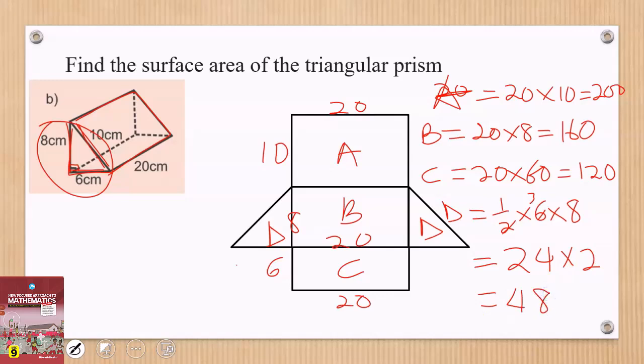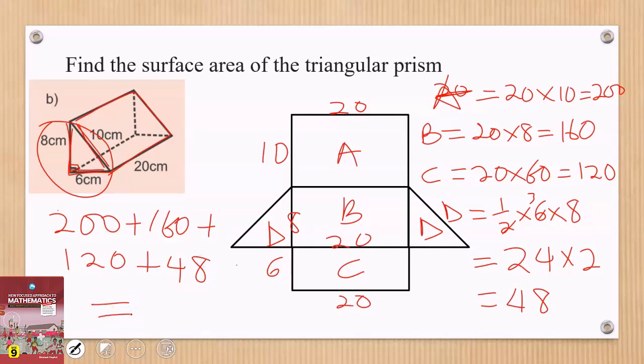So in a nutshell, we have 200 plus 160 plus 120 plus 48. This total will be the total surface area of this prism. So putting it all together, we get 528 centimeters squared. That answers the question. So you see how easy this can also be done.